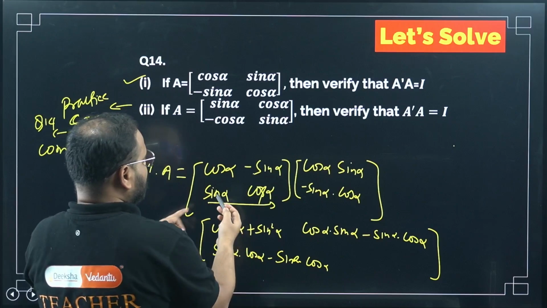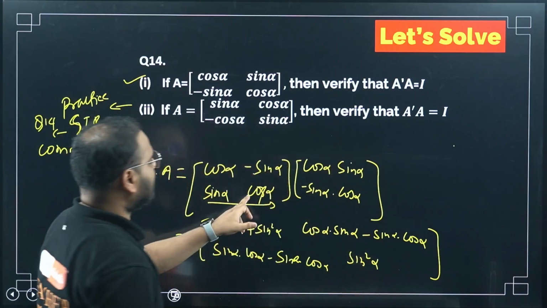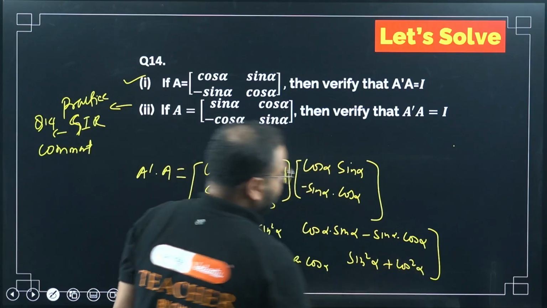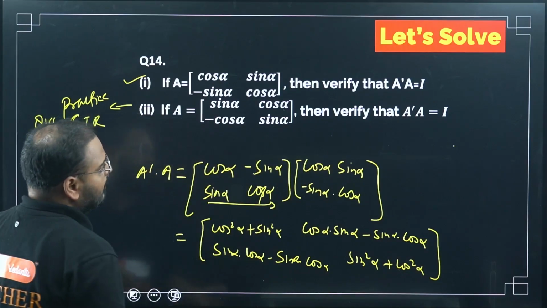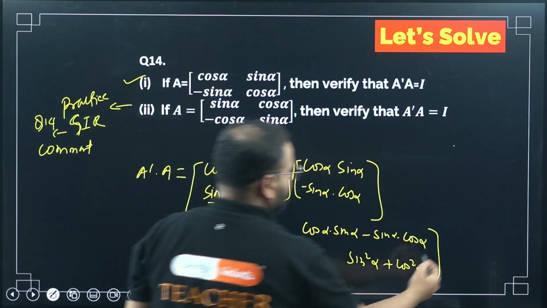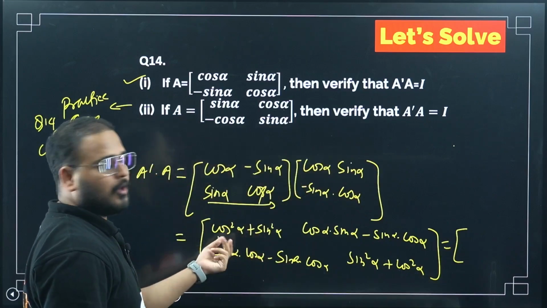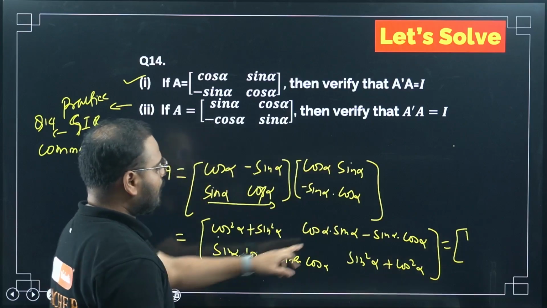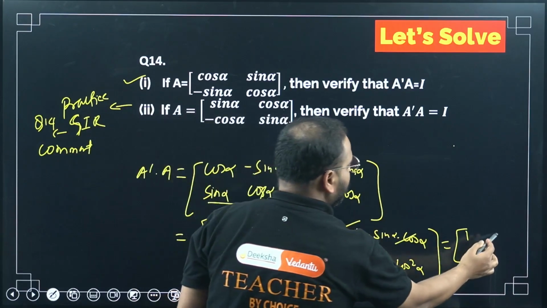Now sin alpha with sin alpha will be what? Sin square alpha, and cos alpha with cos alpha will be what? Plus cos square alpha. Now please check here. What is this coming as? Cos square alpha plus sin square alpha is 1. Cos alpha sin alpha and sin alpha cos alpha are getting cancelled, so 0.